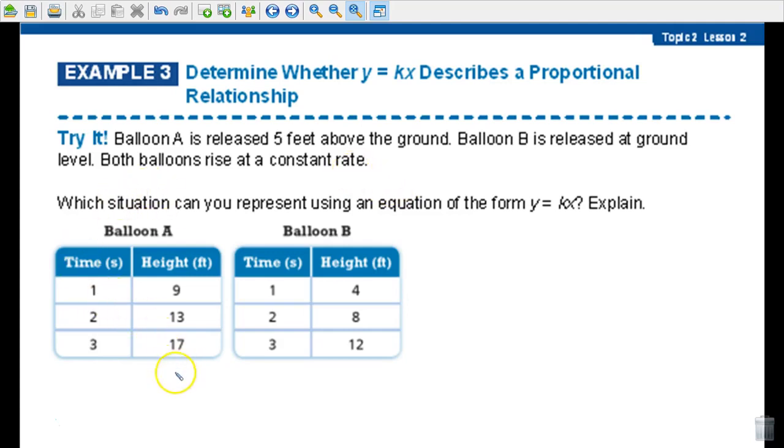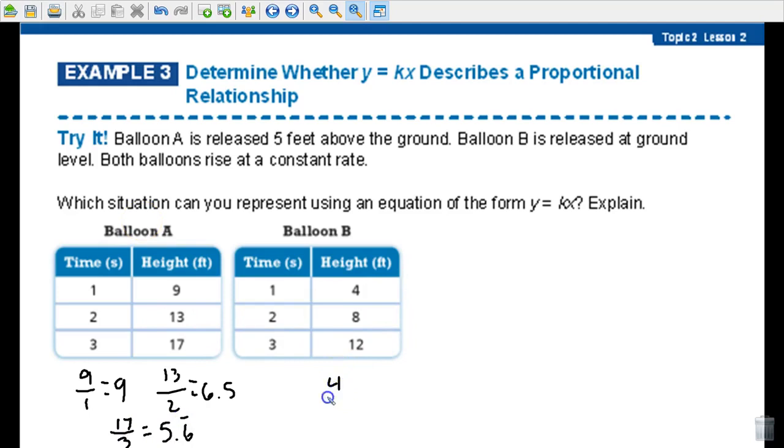Okay, balloon A, I get 9 over 1 equals 9. I get 13 over 2 equals 6.5. I get 17 over 3 equals 5 and 2/3, about 5.7, close enough.